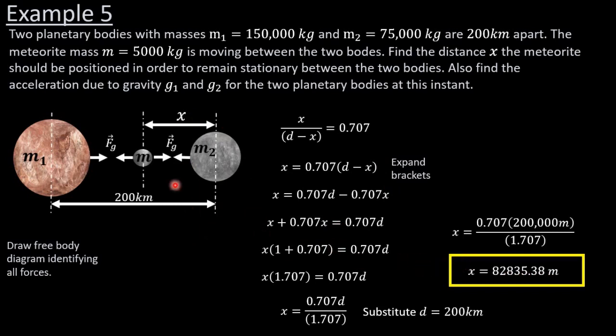So this is basically saying that this meteorite has to be positioned a distance x from M2, where the length of x has to be 82,835.38 meters.